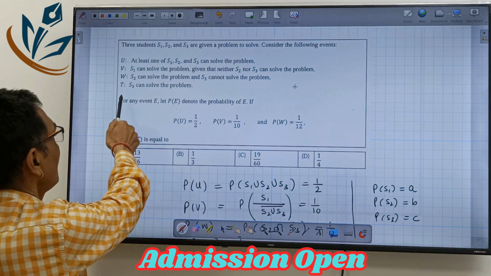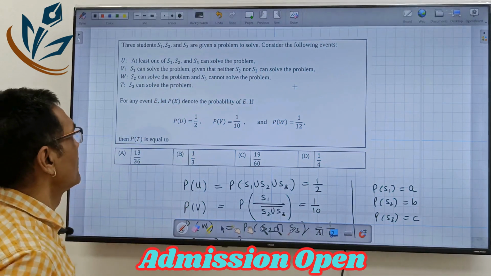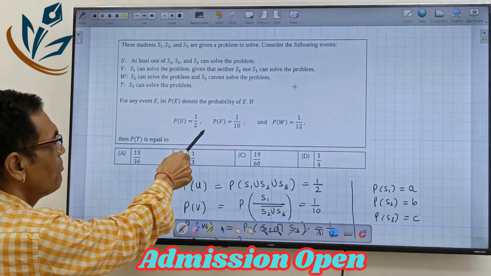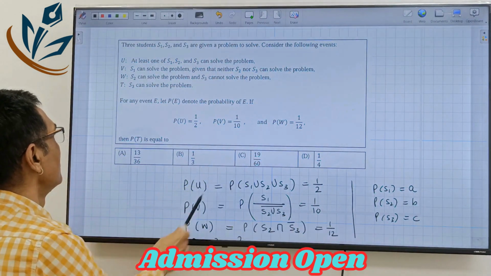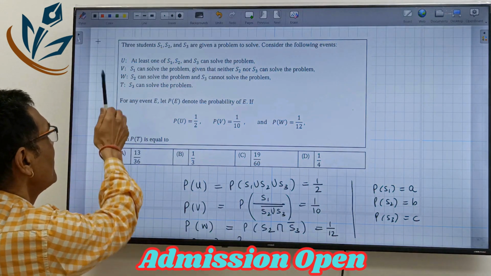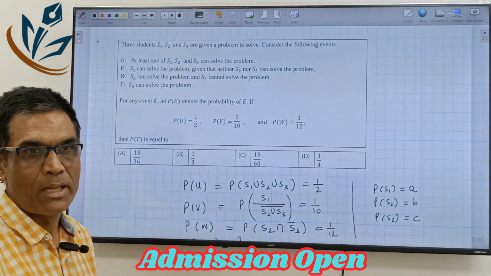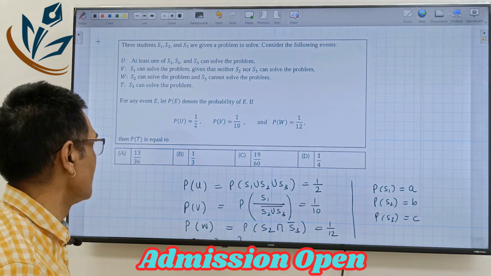And the last, there is an event T: S3 can solve the problem. Finally, we have been given the values: PU is 1/2, PV is 1/10, PW is 1/12. Then PT is equal to what? We have been asked about event T. That means P of S3 has been asked in this problem. Let us further go into the mathematical aspects.